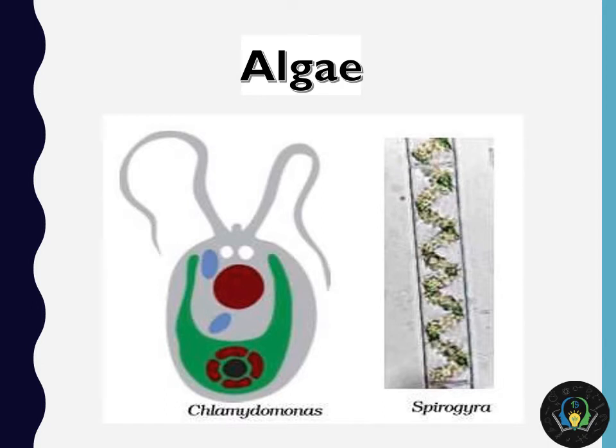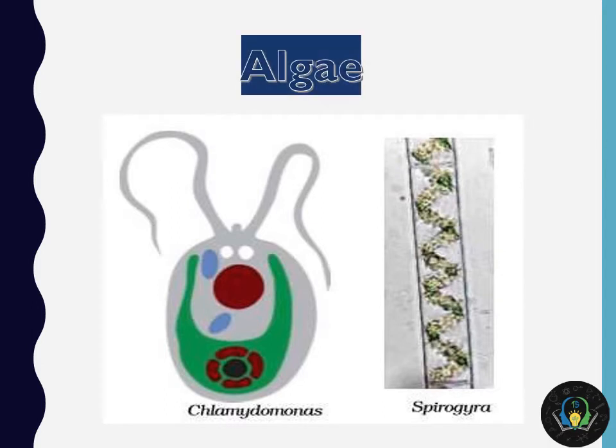Next is algae. These are the 2 types of algae as you can observe on the screen. The very first one is referred to as Chlamydomonas. Now Chlamydomonas might be hard to pronounce at first, but you will get used to it. And the second one is Spirogyra. These are the 2 types of algae which are widely seen, and that's how they look under a microscope.